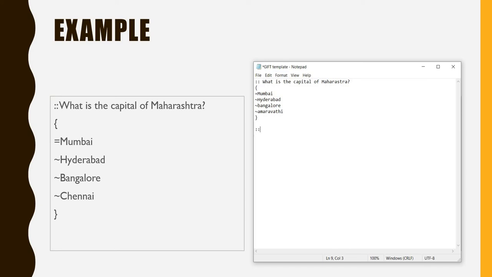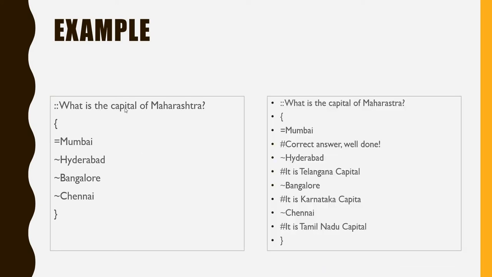Once again I'll show you here. Okay, what is the capital? We have begun like this. Then the question, before beginning of multiple options, I have started with the flower bracket, and after completing it I have closed it with the flower bracket. So this is one example.